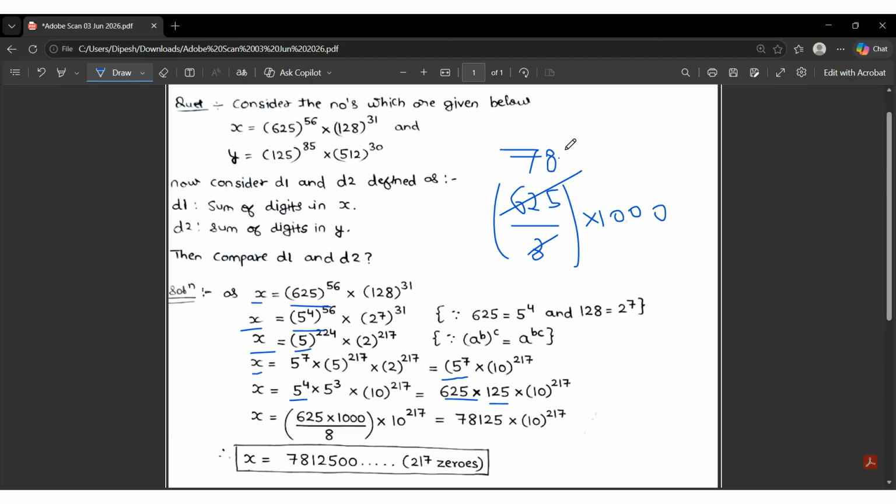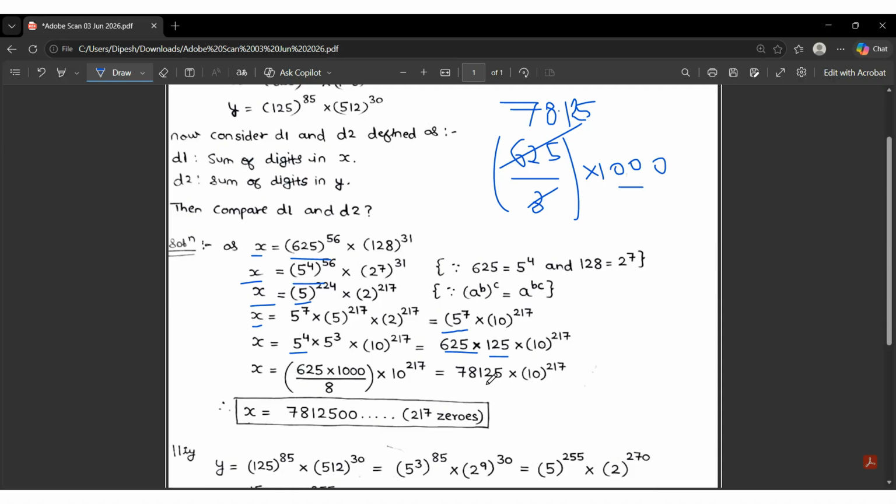Now the result is 78125 multiplied by 10 raised to power 217, which is written here. Now clearly x is equal to 78125 followed by 217 zeros.